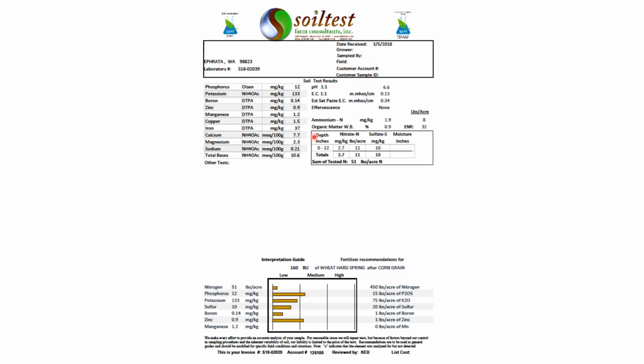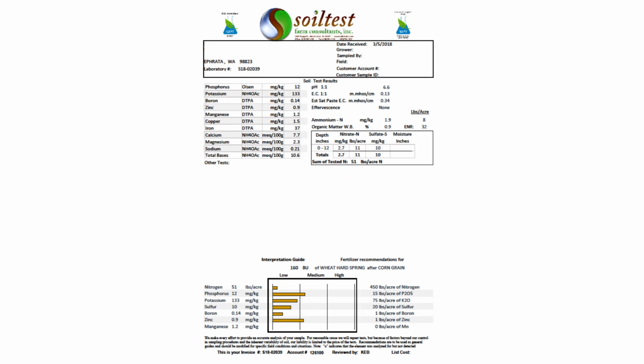In this box, we list our nitrate, nitrogen, and sulfate sulfur results. This box is expandable based on the number of samples that have depth related to them. For example, if a field is sampled from 0 to 12, 12 to 24, 24 to 36, and so on, those values would then be shown in this box that can expand.